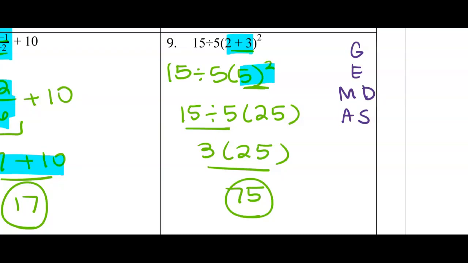This is where students get confused. These parentheses are no longer representing grouping symbols, but are representing the fact that you need to multiply 5 times 25. But because we multiply and divide from left to right, we need to actually do the division of 15 divided by 5 first, and then we do the multiplication to get 75. So be sure to watch out for when your parentheses are no longer grouping symbols, but are actually multiplication instead.